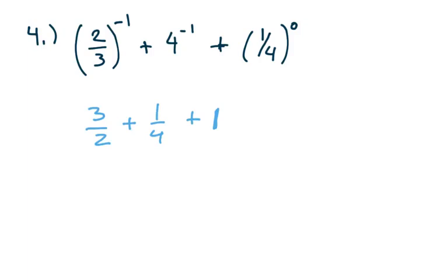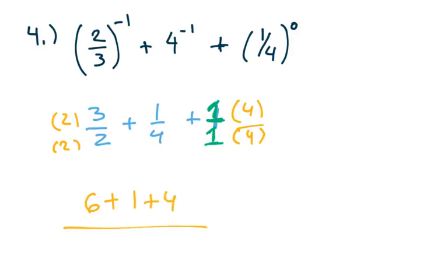So here I think it's best to just get everything to have the same denominator. So 1 I'm going to rewrite as 1 over 1 first. And then I'm going to multiply by 2 on the top and bottom here, and 4 on the top and bottom here. So this is going to be 6 plus 1 plus 4 over 4, which is 11 over 4. And there's my answer.